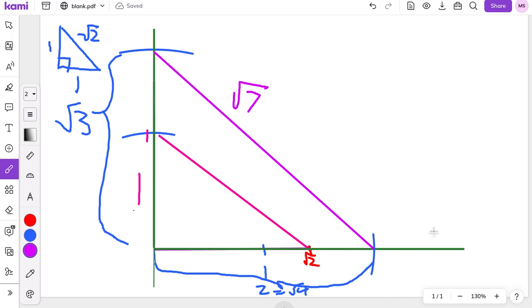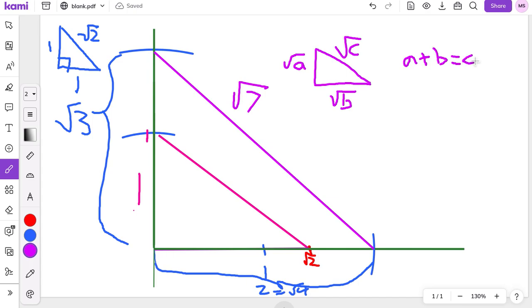And if you want to do any other square roots, you simply put them in a triangle. So for larger numbers, if you want the square root of c, you just have the square root of a and the square root of b. If a plus b equals c, then you can figure out that square root.